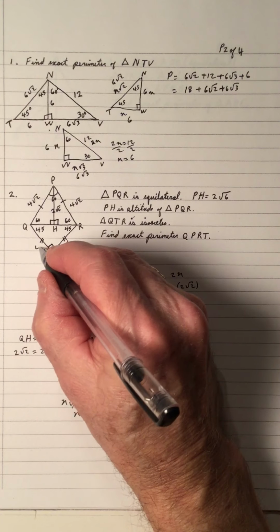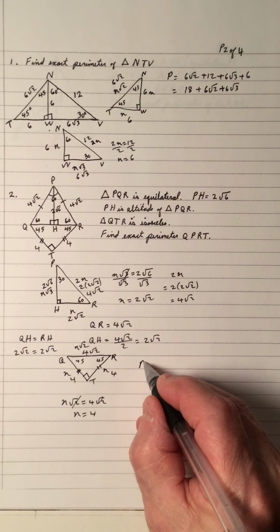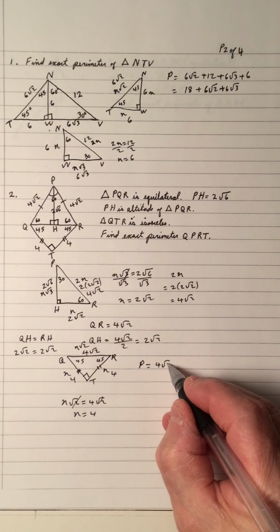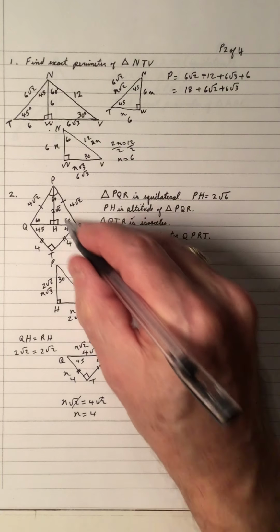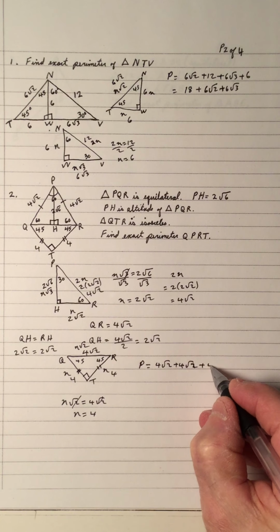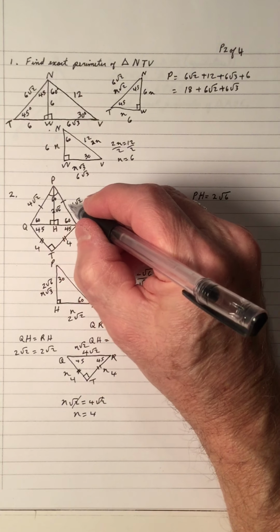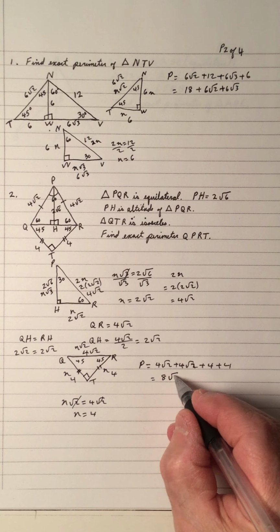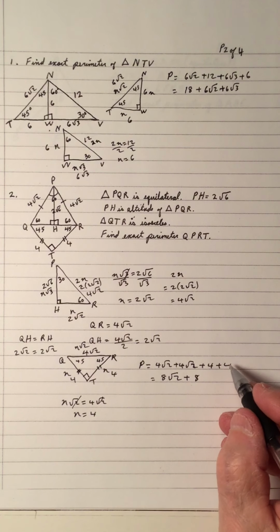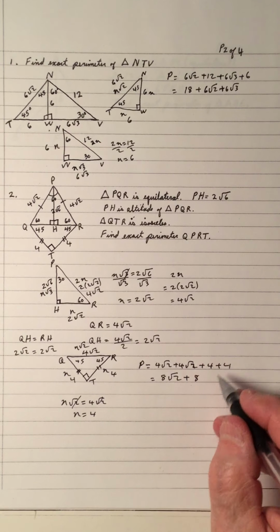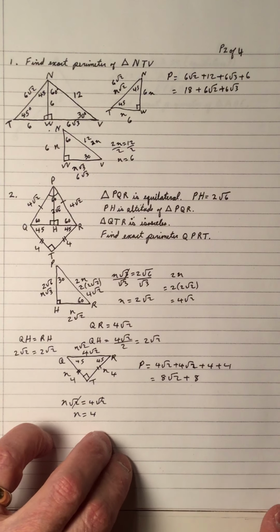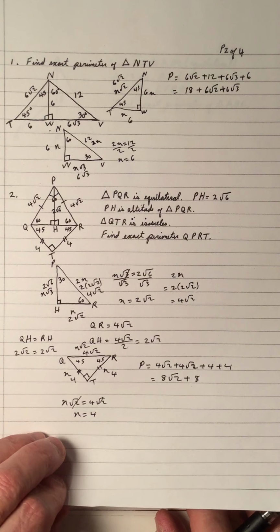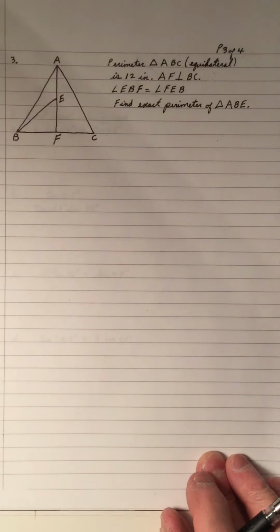So 4 and 4. So the perimeter of this quadrilateral is 4 root 2 plus 4 root 2 plus 4 plus 4. 4 root 2, 4 root 2, 4, and 4. And that gives me 8 root 2 plus 8. And again, whatever units we have, it's going to be that unit, because perimeter can be in centimeters, millimeters, feet, or inches. Okay, let's continue.